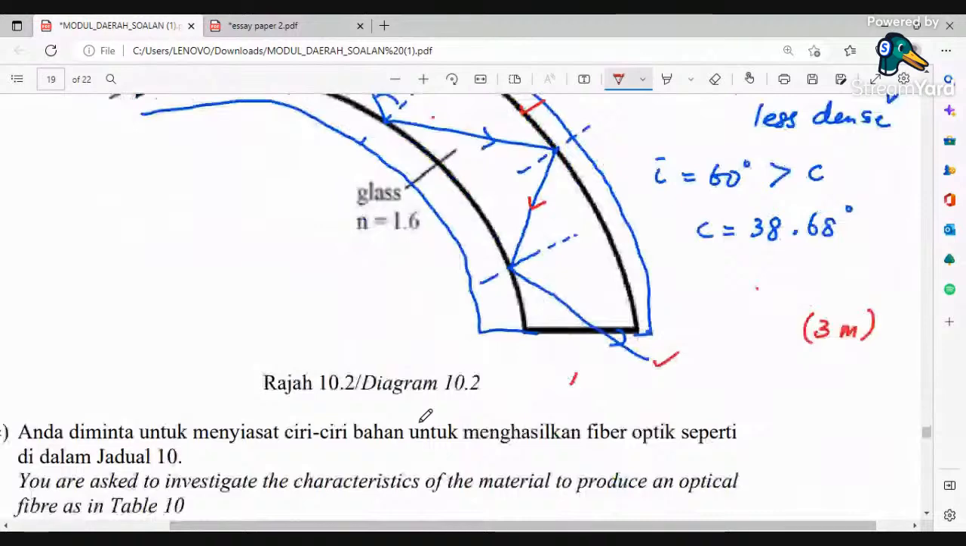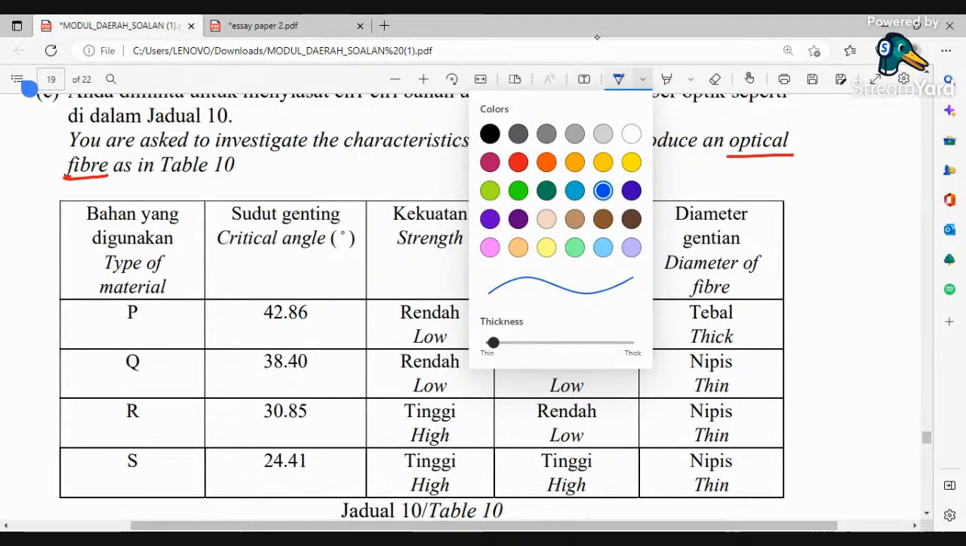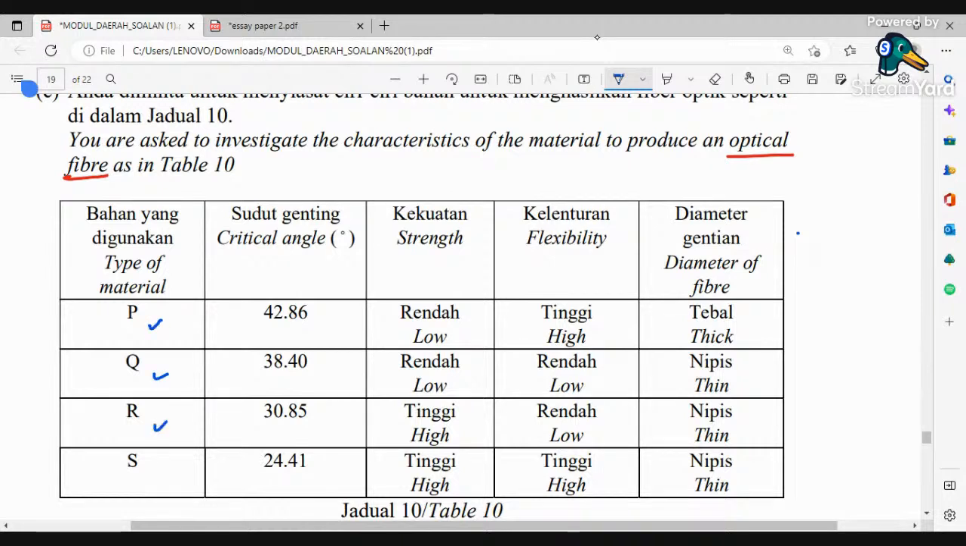Okay, next, part C. You are asked to investigate the characteristics of the material to produce optical fiber. Let's check the material here. We have P, Q, R, S, with characteristics: critical angle, strength, flexibility, diameter of fiber. If we use this optical fiber as an endoscope in medical, just to check what is inside your stomach, they just put in the endoscope with this fiber. So we can choose based on that application also, or maybe telecommunication.